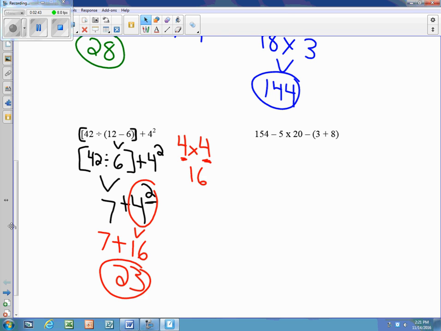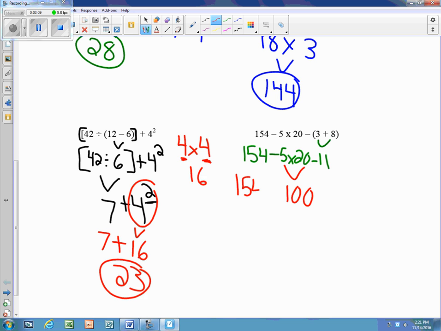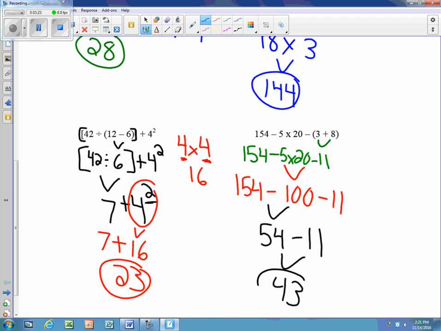Now I'll try this one over here with order of operations. I do not see any brackets, but I do see parentheses. So that's what I do first. I rewrite everything else. And I see some multiplication and subtraction. So in the order of operations, there goes brackets, then parentheses, then exponents, then multiplication and division. So I have to take this first and rewrite everything else. Now I can do 154 minus 100, and I have 54 minus 11. And now 54 minus 11, I can just solve that, and I end up with 43, and I circle that.